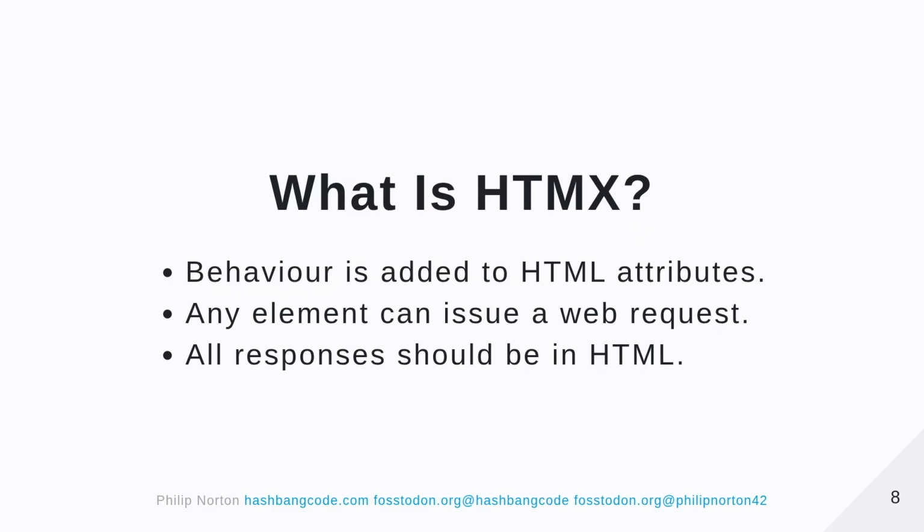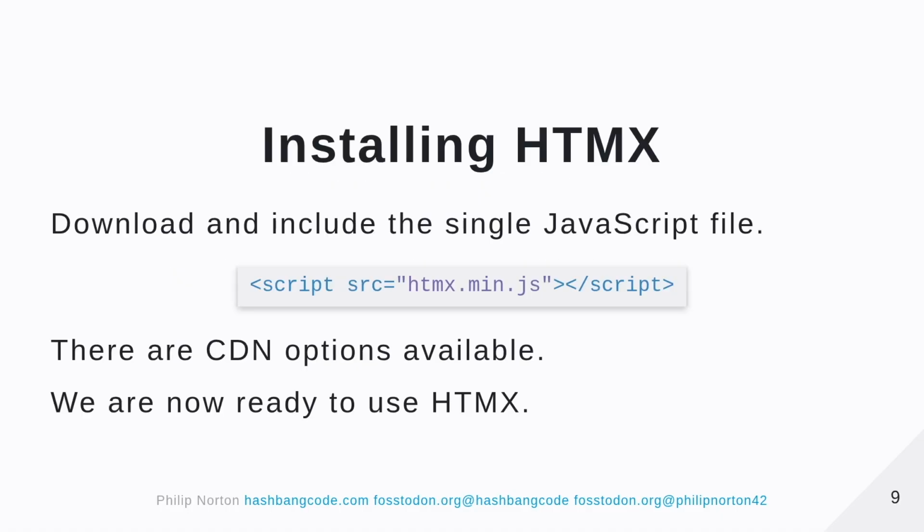But essentially, it's run through HTML attributes. So you know where you've got your A tag with href, you need to add more to make HTMX work. And any element on the page can issue a web request to this AJAX interface. And all responses fundamentally should be in plain HTML. So there's none of this weird proprietary JSON format stuff going on. It's all just HTML responses. So to install HTMX, it's not complicated. Just include the file. There are CDN options available, so you can drop that in if you like. But we're now ready to go.